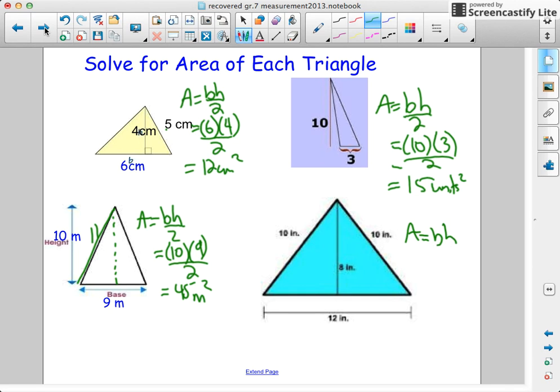And finally, for this one, base times height divided by 2, which is 12 multiplied by 8 divided by 2, which equals 48 inches squared. So that is area of triangles.